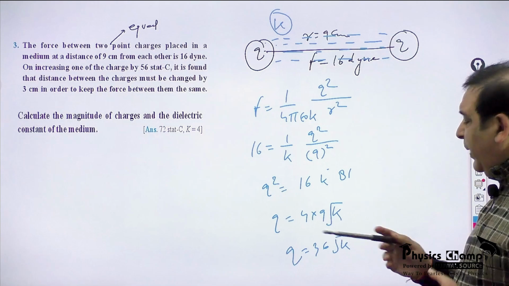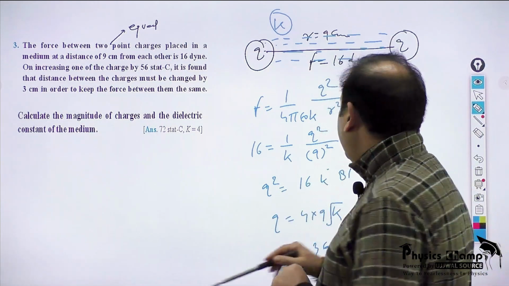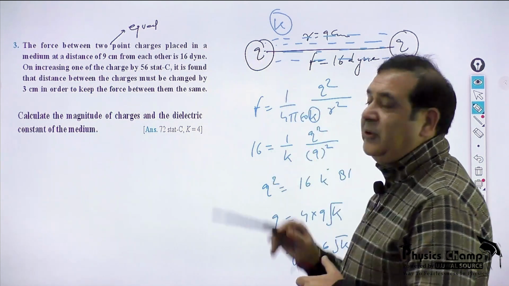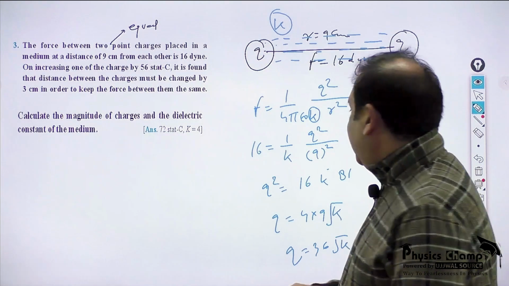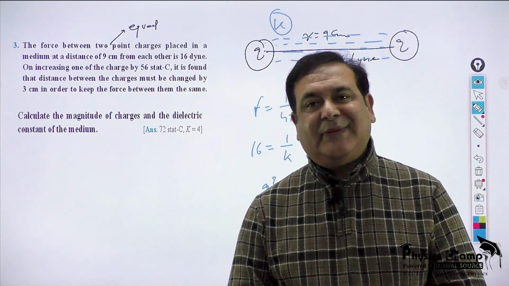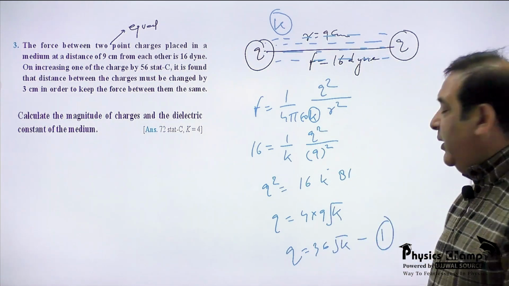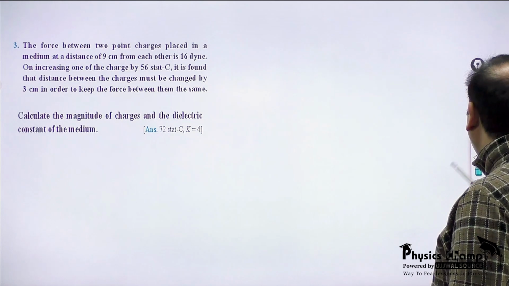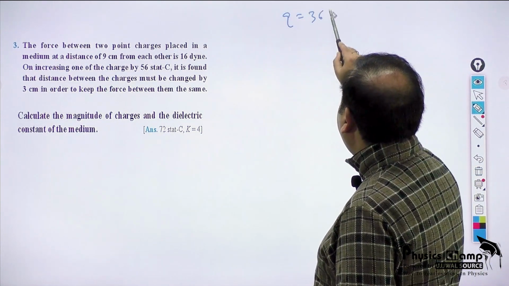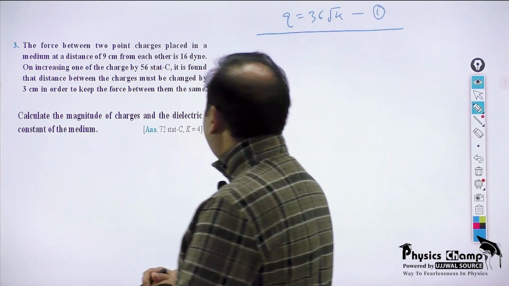So from the first part, there are two unknown variables in the question which I can observe. One is the value of the dielectric constant K and one is charge Q. And in one equation, I will not be able to solve two variables. So the first part gives me Q is equal to 36 root K. This is the first result. Now let's see what else is said.